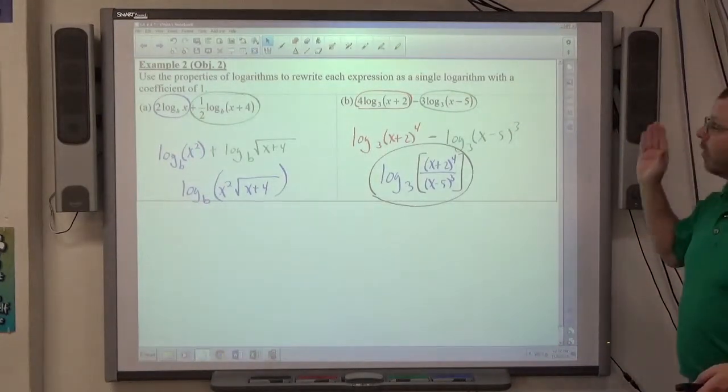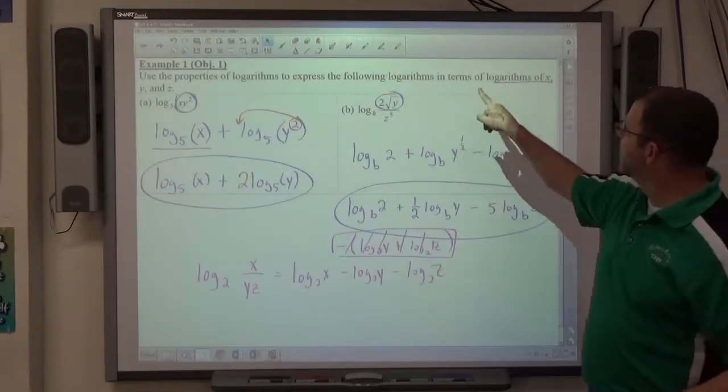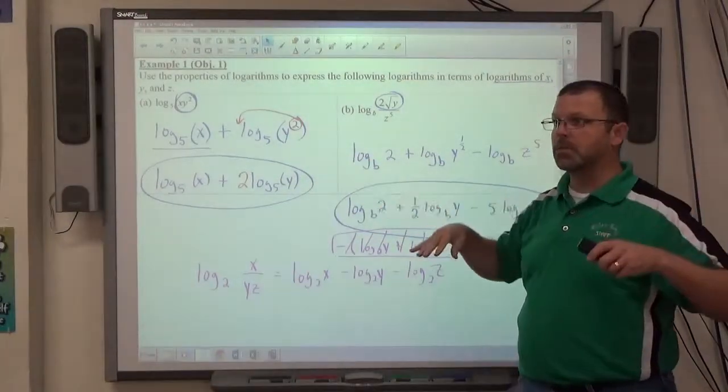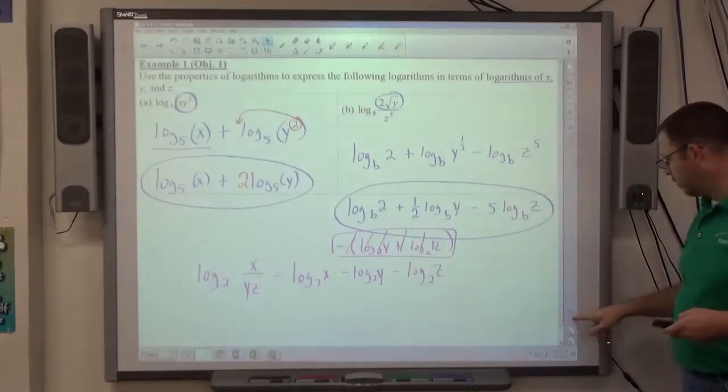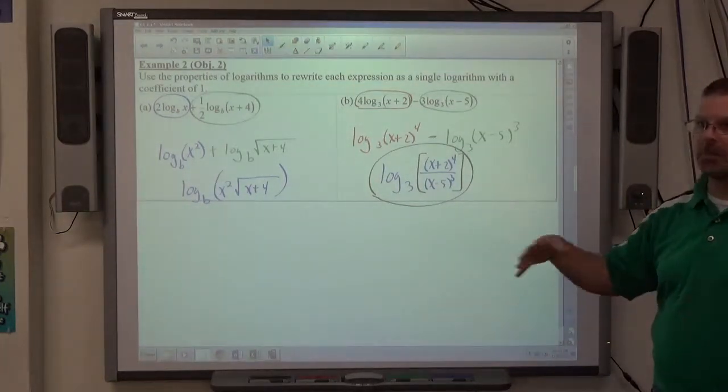so rewrite as a single logarithm means we want log of something. Rewrite in terms of x, y, and z, they want expanded out in pieces. So just know the directions, what they're asking you to do in each case. And those problems are going to be some of your homework tonight. Some will be the first type, some will be the second type.